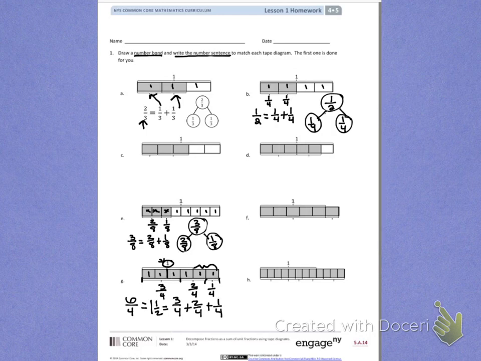So if I put this into a number bond, I'm going to look at it as 1 and 1/2. And that decomposes into 3/4, 2/4, and 1/4.